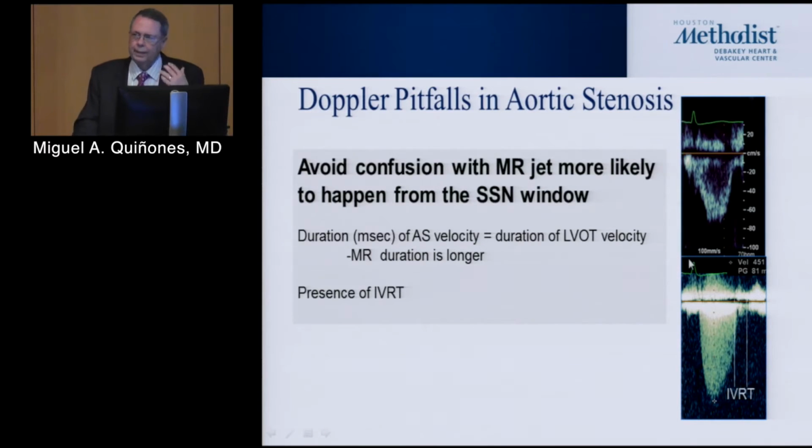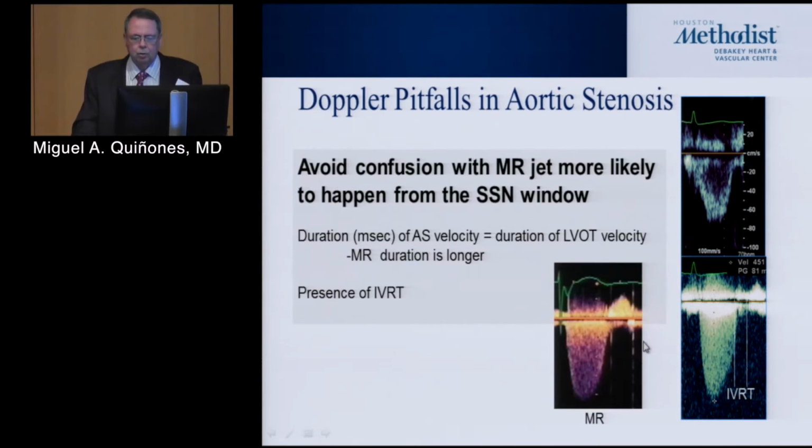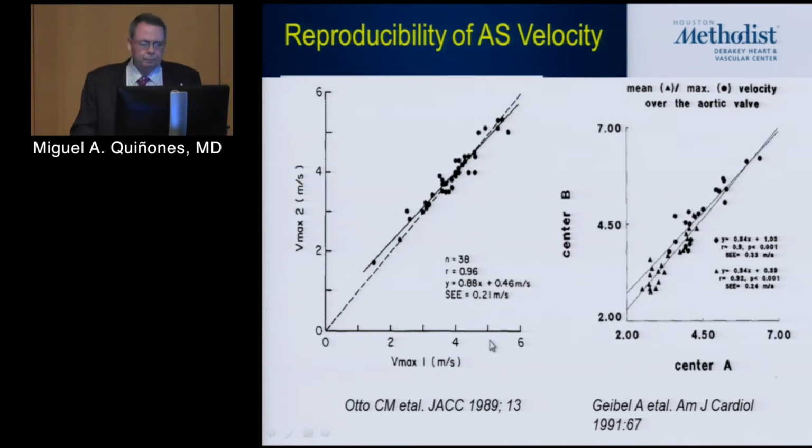If you have another AS jet from another window, measure the ejection time, and then go to the MR and measure the so-called ejection time, and this one will be way longer, okay? So in reality, if you pay attention to little details, it shouldn't happen, but it has happened. And patients have been sent to surgery with a bad calculation from a jet that was MR.